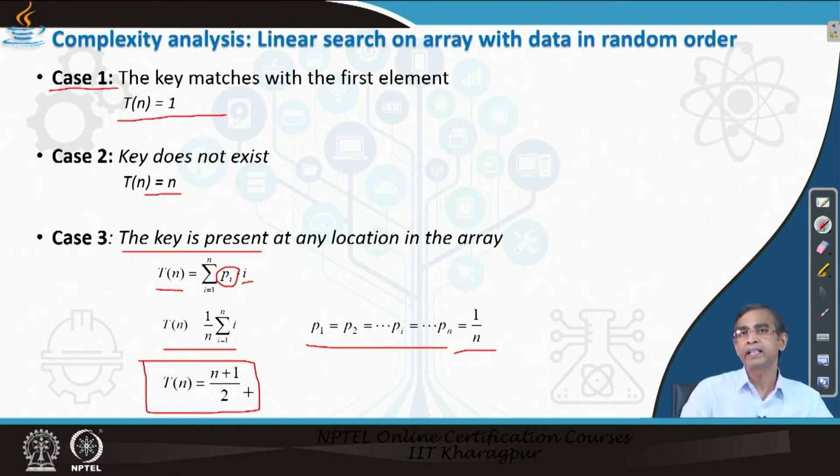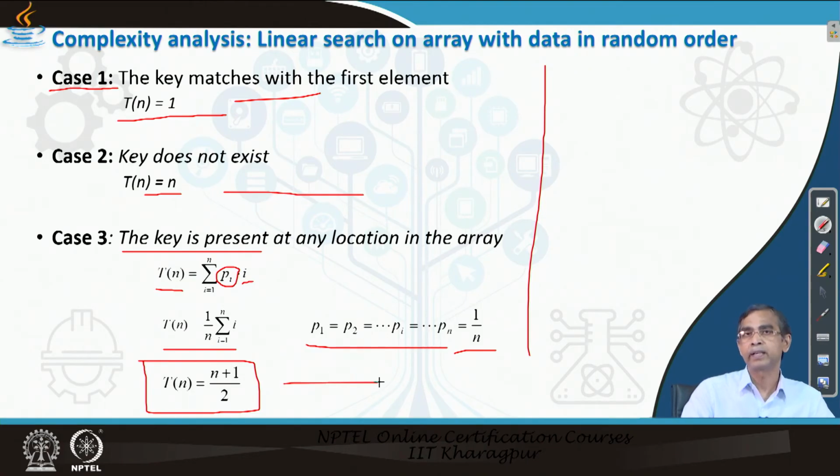So on the average, half of the elements need to be moved or traversed. This is the idea there. So these are the three different cases. This is the best case, this is the worst case, and this is called the average case. On the average it will take like this. So overall, the time complexity we can say is order of n, that is the asymptotic complexity.